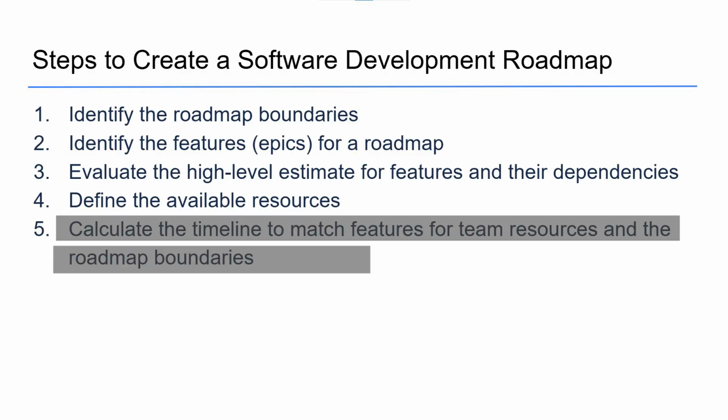Step number 5. Calculate the timeline to match features to team resources and the roadmap boundaries. This is the key step in the process and the most complicated one. It is important to understand that one can use multiple strategies to execute the features. Let's take a look at some of them.